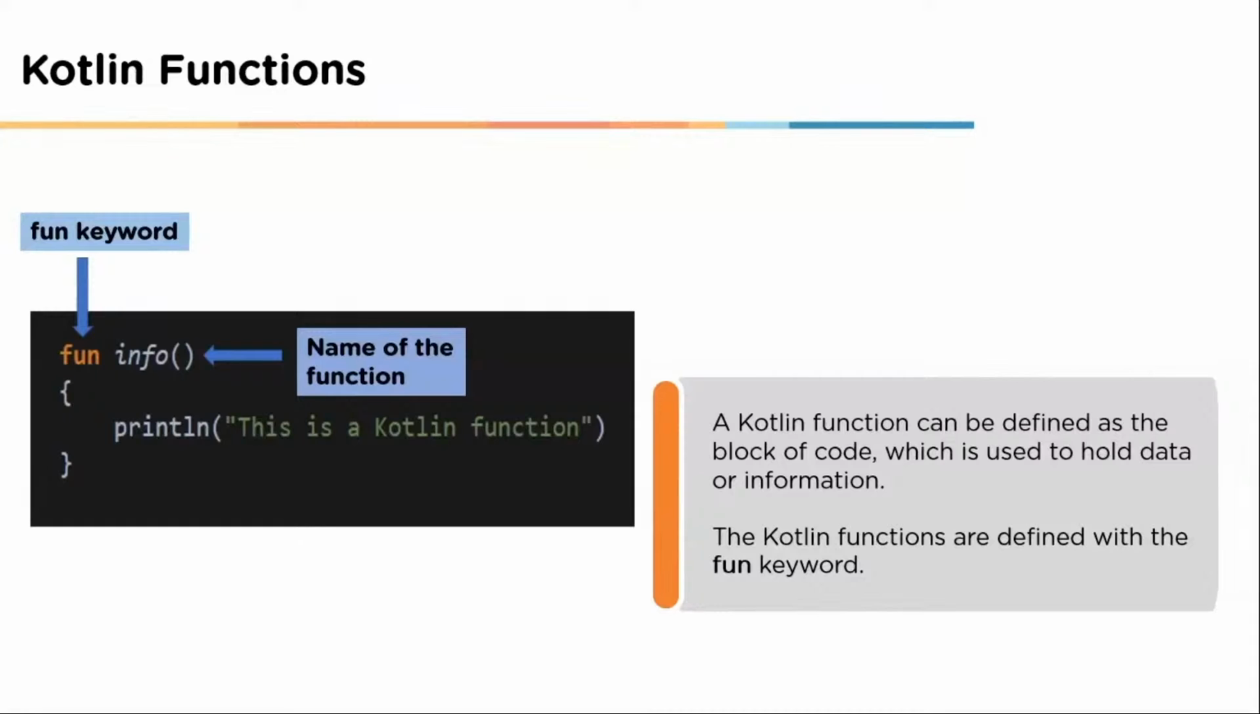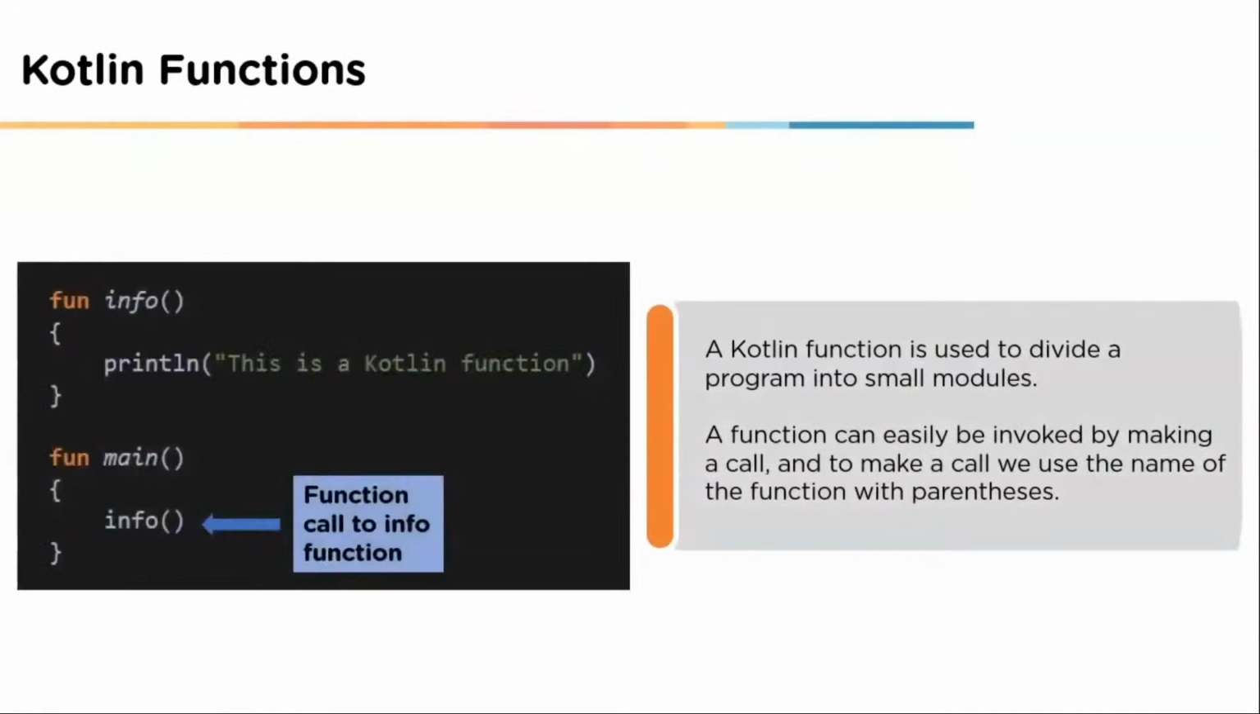A Kotlin function divides the program into small modules. These functions can easily be invoked by making a call. And to make a call, we use the name of the function with parentheses. As we can see in the example, the function info is getting invoked from the main function. That is, from the main function we are making a call to the info function by using the name of the function with parentheses. Now let's understand function parameters.